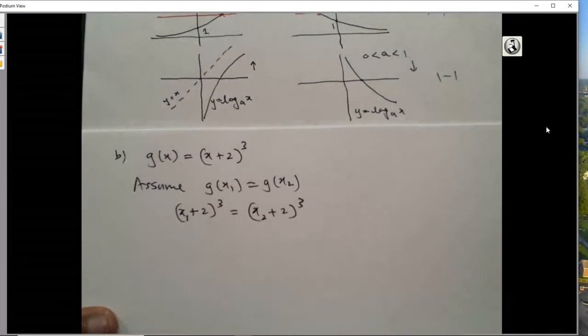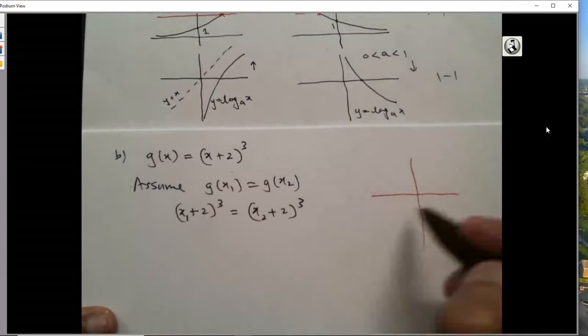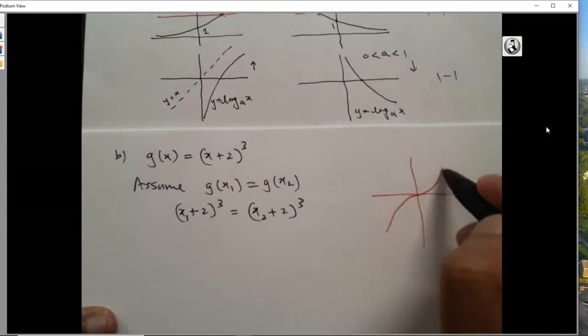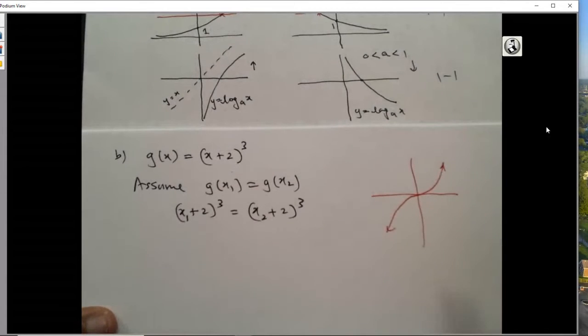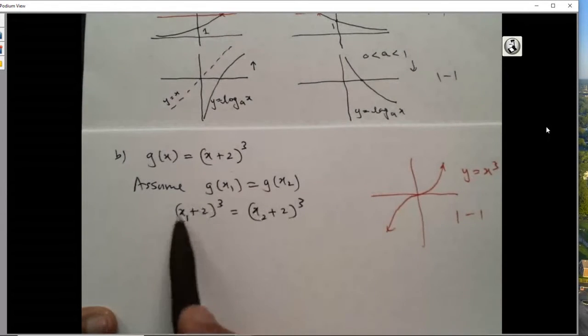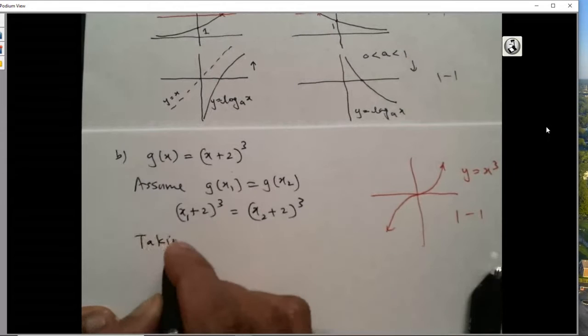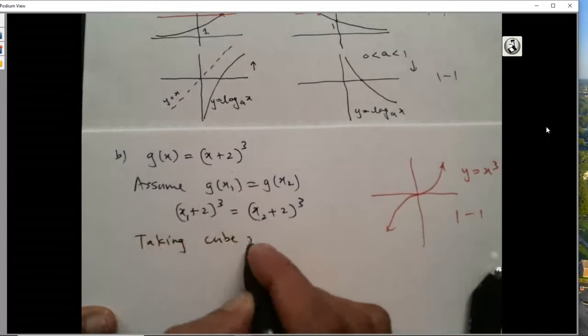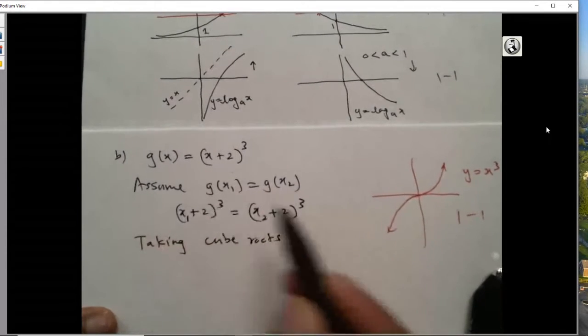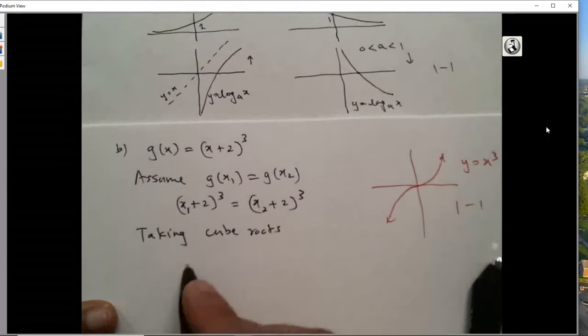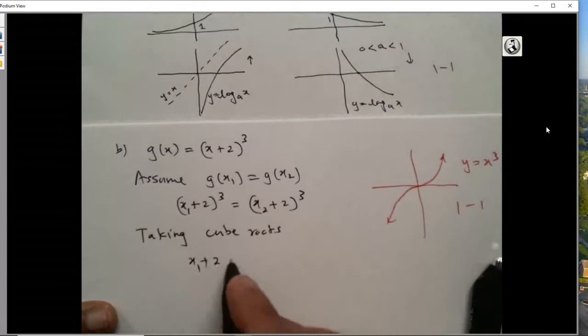Why is that? If you look at the graph of x cubed, it looks like this. It's a graph of the cube function, and you can see that this is a 1 to 1 function. It's an increasing function. So this is y equals x cubed. This is a 1 to 1 function. That means since the function is 1 to 1, the input values should be the same. All right? Good. So also, if you take the cube root, the 3 gets cancelled. You end up getting x1 plus 2 equals x2 plus 2.